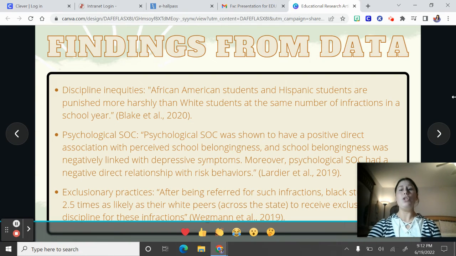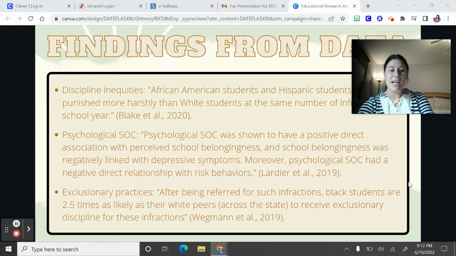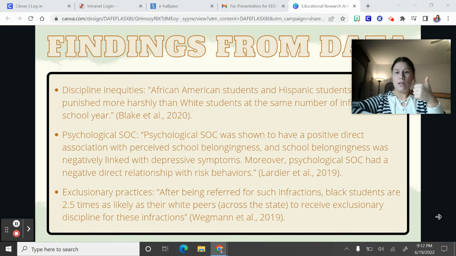Psychological sense of community was shown to have a positive direct association with perceived school belongingness, and school belongingness was negatively linked to depressive symptoms. Moreover, psychological sense of community had a negative direct relationship with risk behaviors. So, what I really pulled out of this was, negative direct relationship is great, right? If you have high rates of psychological sense of community, you have low rates of risk behavior, and vice versa. If you have a really low psychological sense of community, you're going to have higher risk behaviors. So that kind of answers, why do we see high risk behaviors? Well, kids don't feel like they belong, and they could be depressed, which is what's going on in this quote from the article. By trying to establish psychological sense of community, I'm trying to decrease risk behaviors, but also provide them with school belongingness. So it benefits them in more than one way.